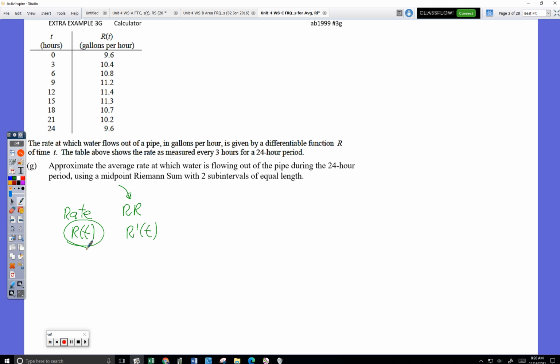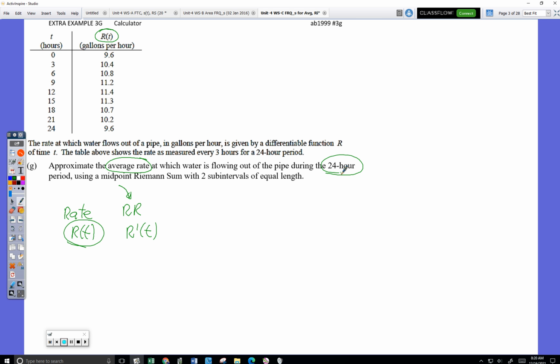Okay, so for item G, we need to do some math that you have all done since about, I don't know what year they teach this, but it feels like 7th or 8th grade. We need to find the average of R. That's what it says, find the average rate. The rate in this case is R. So we want the average of R for the 24-hour time period.